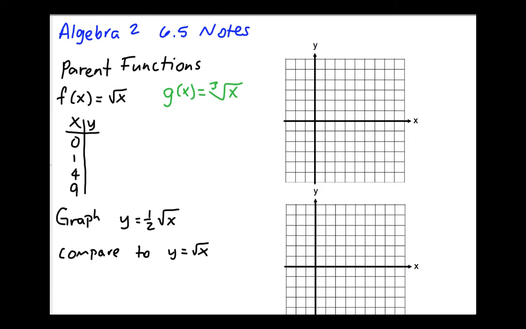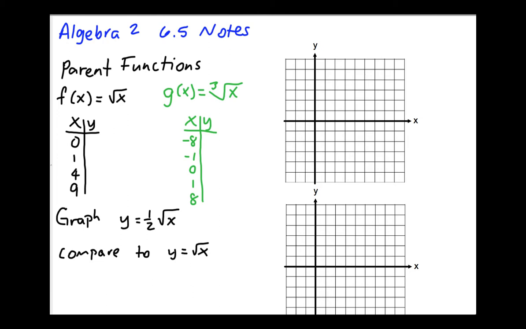And then with the cube root of x, we can have positive or negative numbers with the cube root of x. It doesn't matter too much one way or the other. So I'm going to go with negative 8, negative 1, 0, 1, and 8. And again, I'll show you why I picked those specific numbers. And the most important part here is to get an idea of what the shape of the graph looks like.